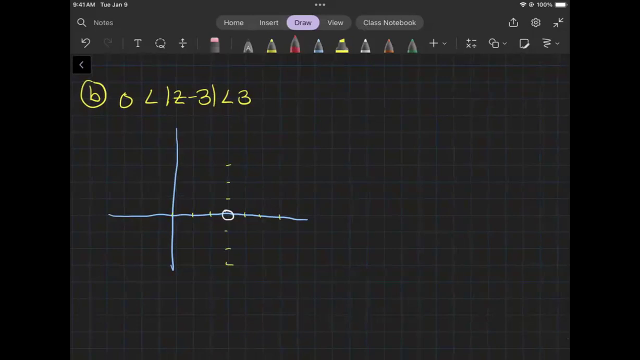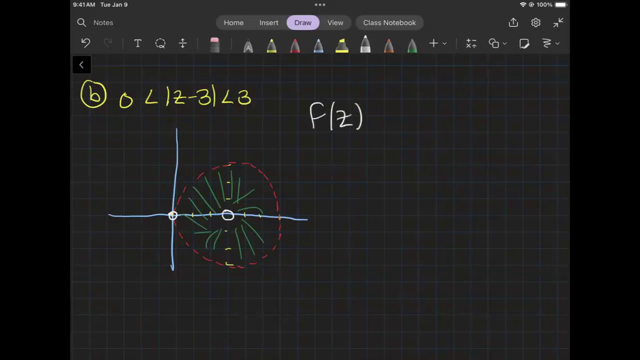Okay, here's our region now. This time, our function fails to be analytic at z equals 0 and z equals 3. So we are still dealing with a punctured disk, but this time the punctured disk is centered at z equals 3. So let me write out what f of z is.